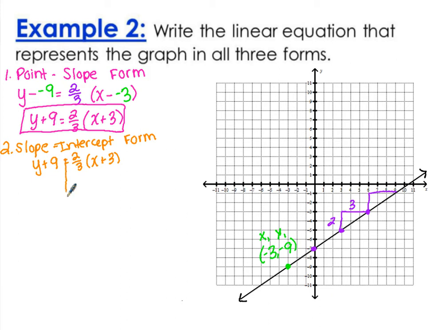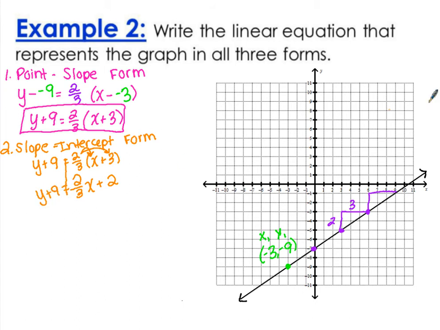First step in solving an equation is to distribute 2/3 times x. And I get 2/3 x. And then 2/3 times 3 is 2. And then on the other side, I didn't touch the y plus 9, so it stays the same.